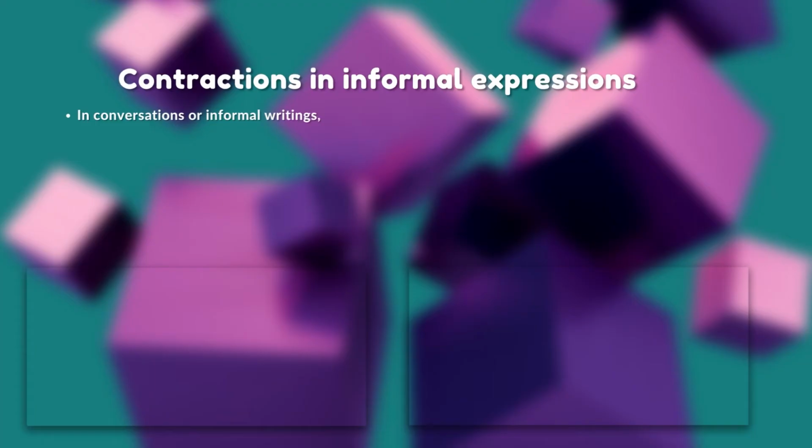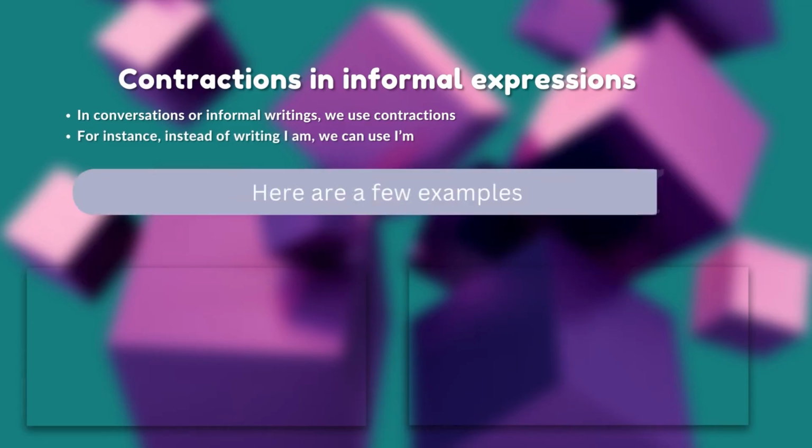And what are contractions in informal expressions? We looked at the formal expressions, and now what are the contractions in informal expressions? In conversations or informal writing, we use contractions. For instance, instead of writing I am, we can use I'm, that is I, apostrophe, M, right? So this we can use as an informal expression. Let's look at a few examples to make sense of contractions in informal expressions.